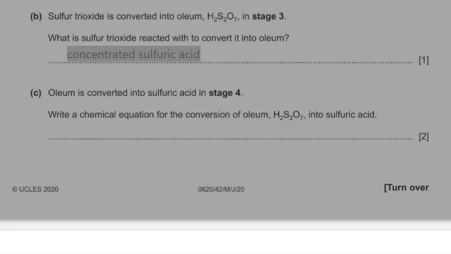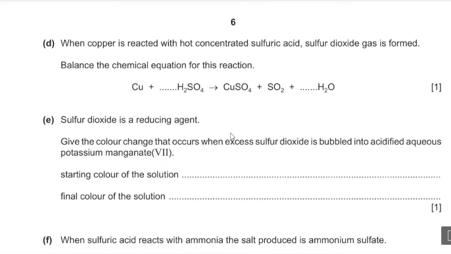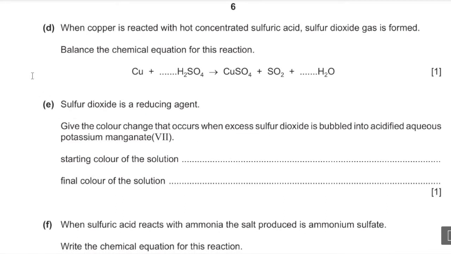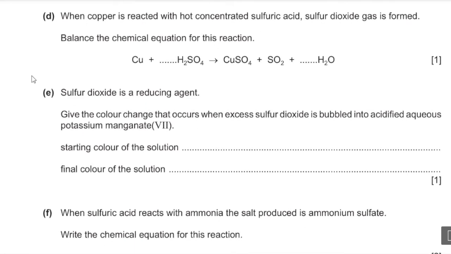Alright. So we have oleum by the addition of water is converted to sulfuric acid. And we have 2 of these. D. When copper is reacted with hot concentrated sulfuric acid, sulfur dioxide is formed. Balance the chemical equation for this reaction.